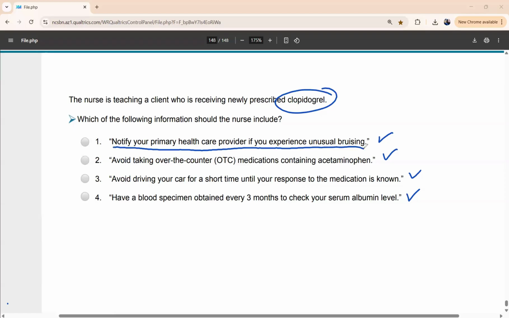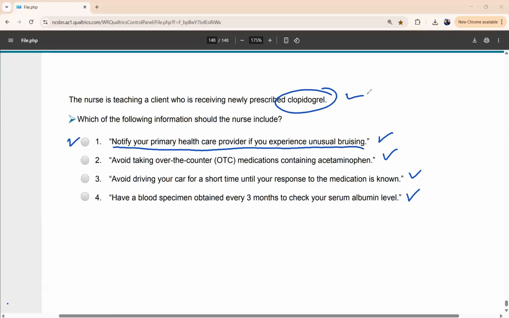Now, this is a pharmacology question. So I will start thinking, which class of medication can cause unusual bruising? I've learned this earlier on. So I'm going to start saying, okay, I'll think about it. Antiplatelet can cause that. Anticoagulant can cause that. So my thinking right here would be, is this medication related to antiplatelet or anticoagulant?